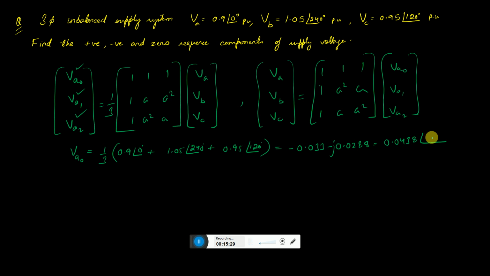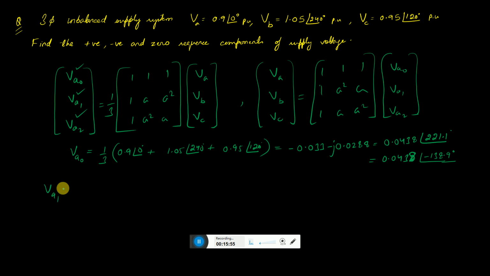This gives me the polar form, an angle of 221.1 degrees, and I can rewrite this as 0.043238 with an angle of minus 138.9 degrees, by subtracting 360 degrees. So this is how we get the value of VA0.